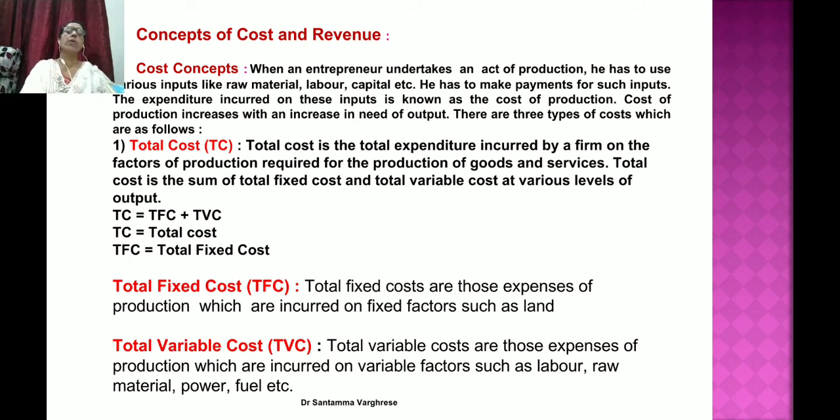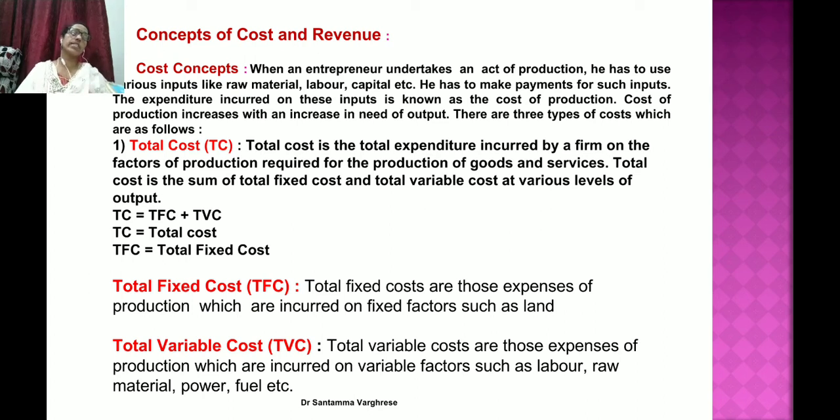Got it? Now in cost, we study three types of cost: total cost, average cost, and marginal cost. In the total cost, two other factors are there, total fixed cost and total variable cost. Now we are going to study the total cost. Total cost is the total expenditure incurred by a firm on the factors of production required for production of goods and services. Total cost is the sum of total fixed cost and total variable cost at various levels of output.